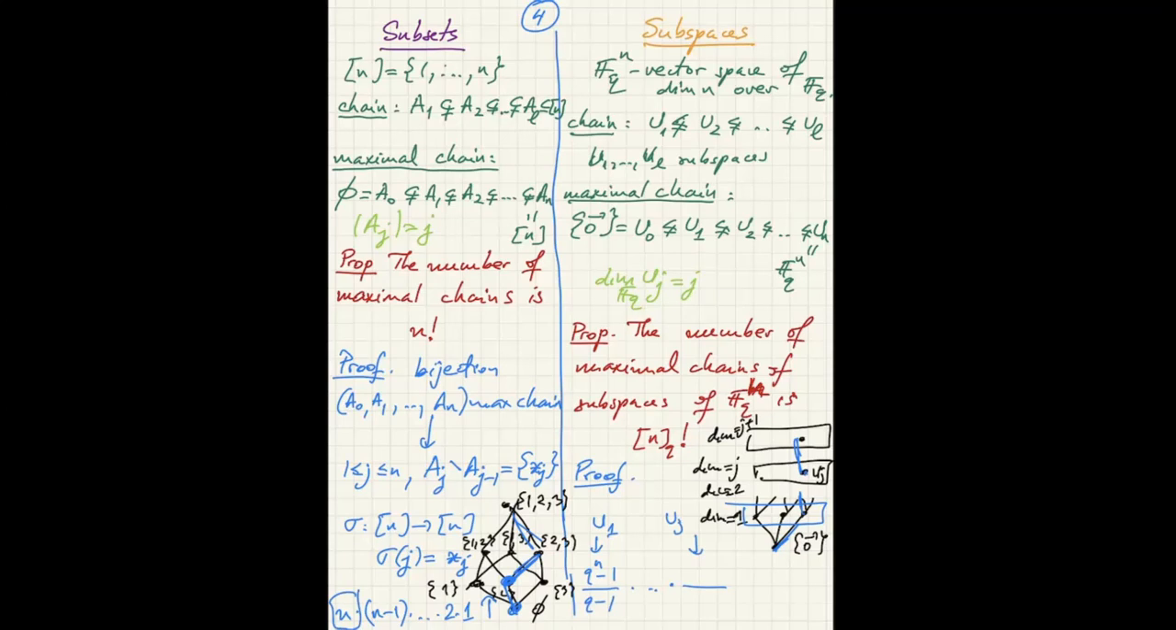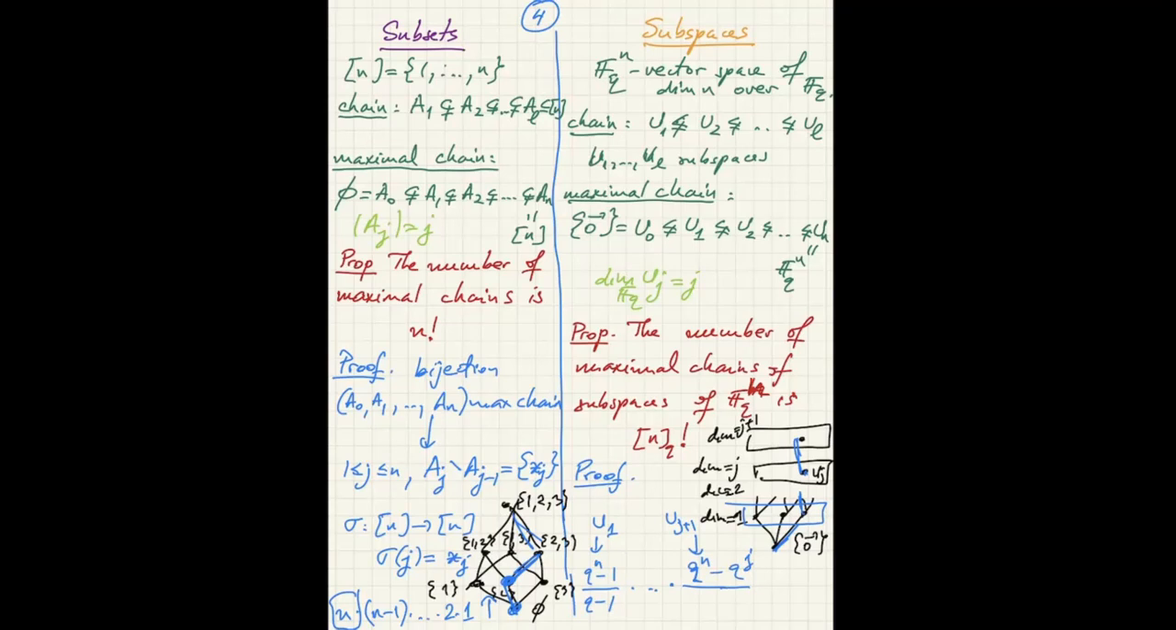Well, when we are at Uj, Uj is a subspace of dimension j. So we're trying to see how many subspaces of dimension j plus one contain it? Well, there are q^n vectors in total, and Uj contains q^j of them. So we have q^n minus q^j vectors that lie outside Uj, okay?